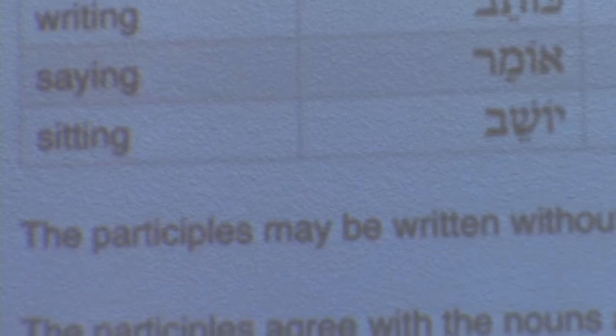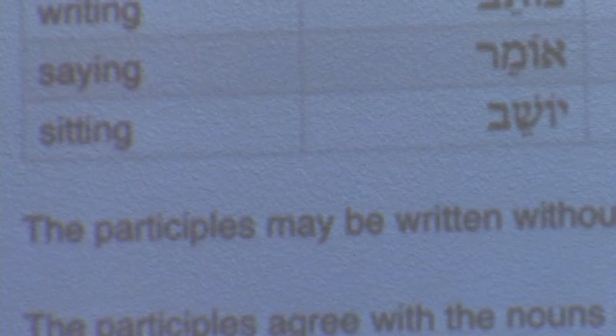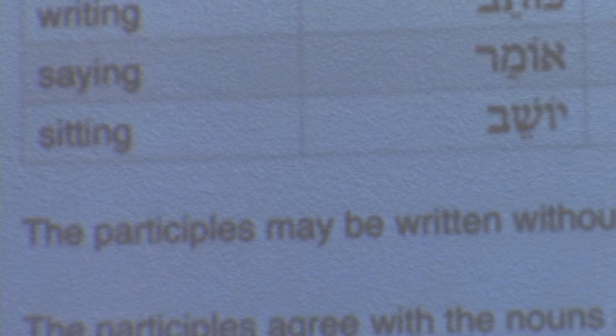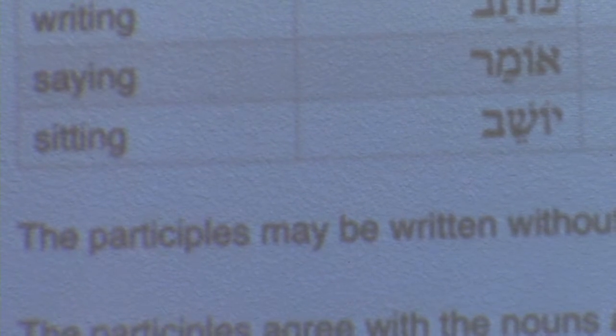Yoshev. Pretty easy, huh? Same basic. Ani Yoshev. I'm sitting. Finishing. Gomer. So look at it.